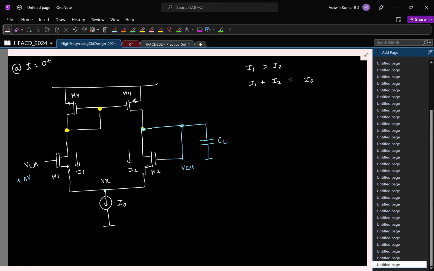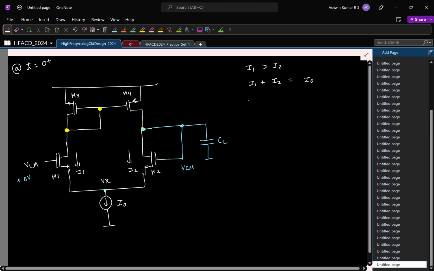So if I keep increasing delta V, that is, if I keep increasing the input step I'm applying, what can you say about the currents? And at some point, what will happen? At some point, I2 is going to become 0. So I'll say at some delta V equal to a max delta V, I2 will be 0.